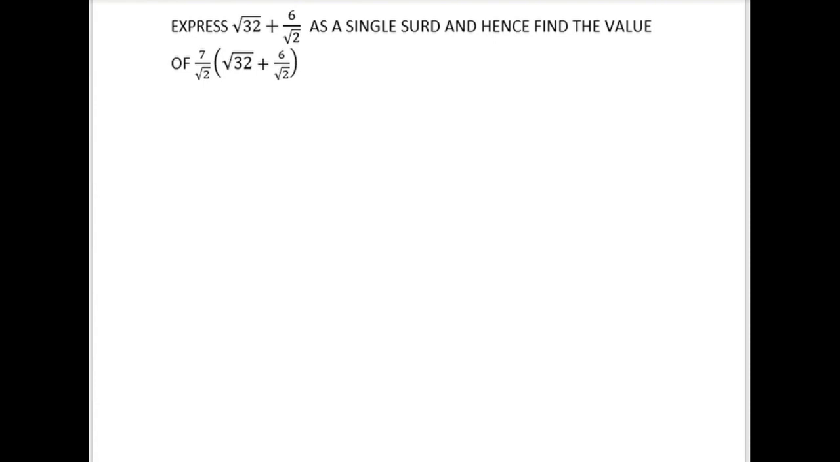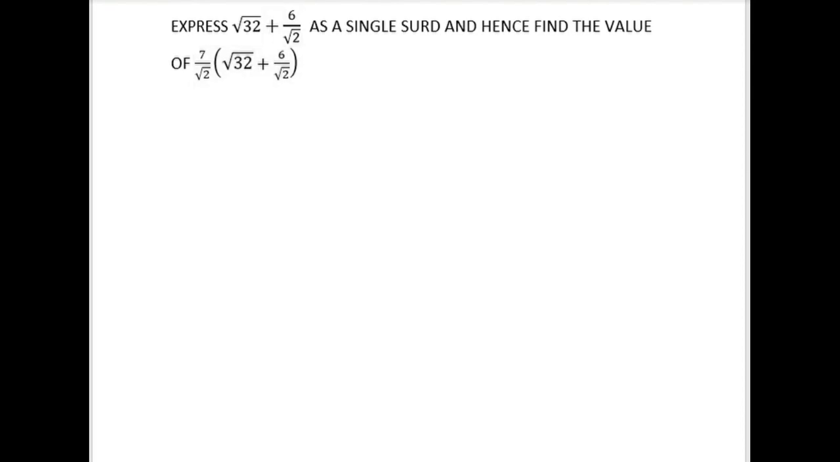Welcome everyone. In today's tutorial, we are going to look at some examples of questions that we can solve on Surds. This is the first question. Express root 32 plus 6 all over root 2 as a single Surd, and hence find the value of 7 all over root 2 times, in brackets, root 32 plus 6 all over root 2.